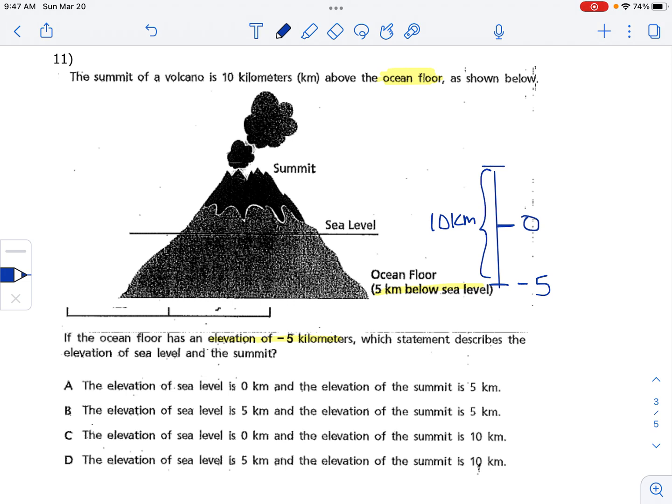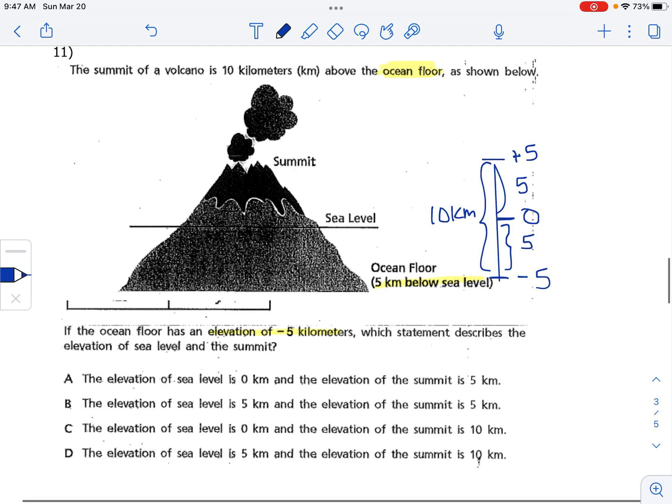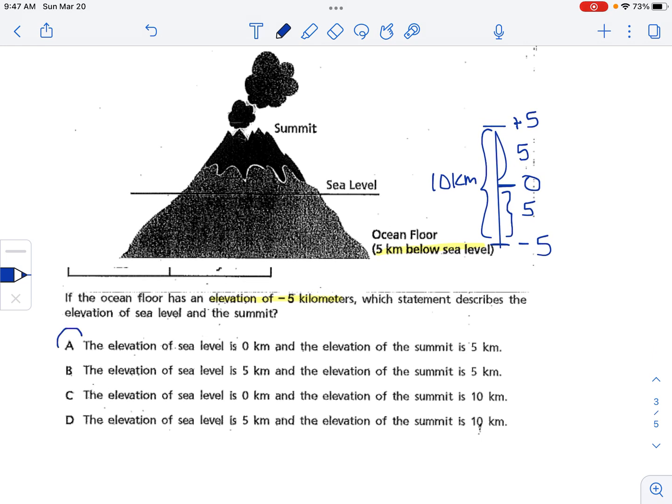All right, and we want to know which statement describes sea level and the summit. Well, I know going from -5 to 0 is a distance of 5. Since we're traveling 10 kilometers to get to the summit, we have to add another 5, which means the summit is at +5. Right? And as we're reading it, that's choice A. Sea level is at 0 and the summit is 5 kilometers.